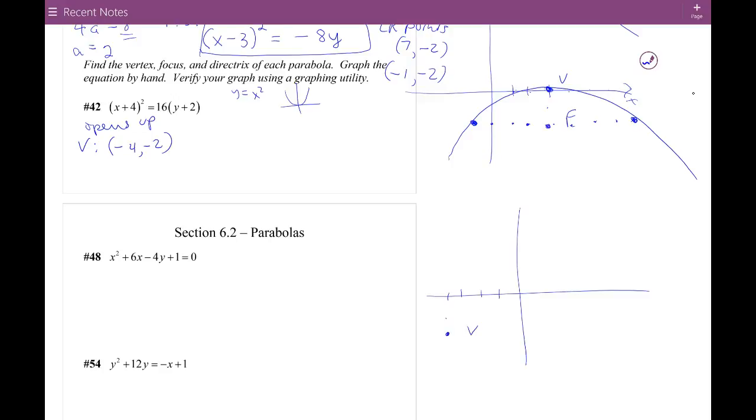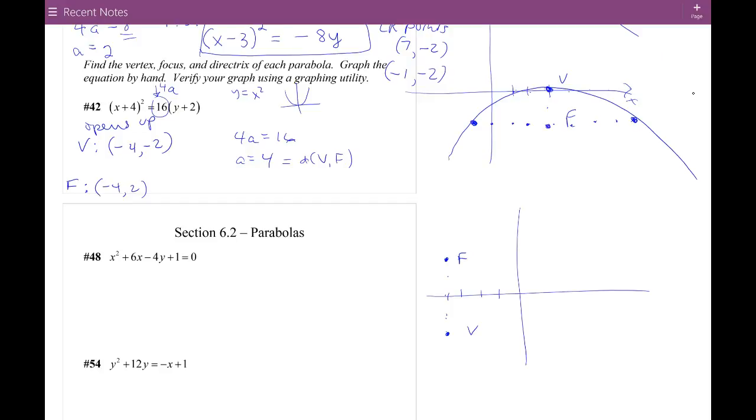So here's my vertex. Then this quantity 16 is your 4a. So 4a is 16, so a is 4. The distance from the vertex to the focus is 4, and we're opening up, so I need to go up from the vertex to find the focus. So the focus is the point (-4, 2).